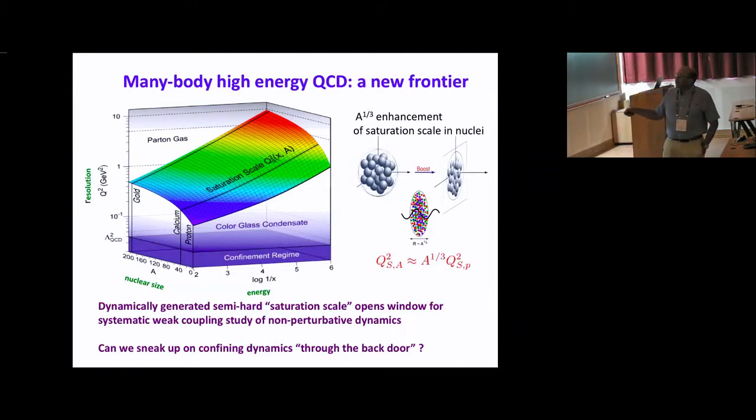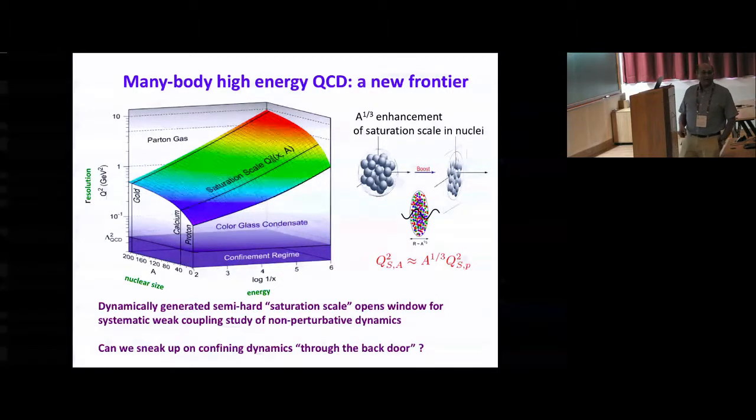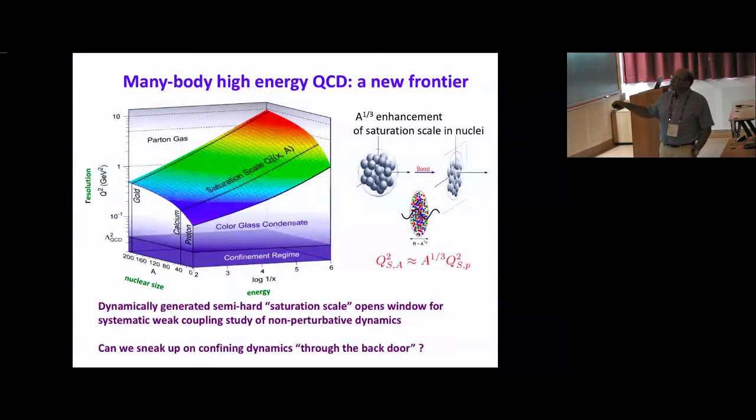And so one could ask the question: if you now open the window of nuclear size, is there going to be a new regime of dynamics which is universal across different nuclei? And finally, as I argued, and I will argue further in my next lectures, this is a regime of very strong fields in QCD. Does that give you a window to understand confinement? Can you sneak up on confinement through the back door?